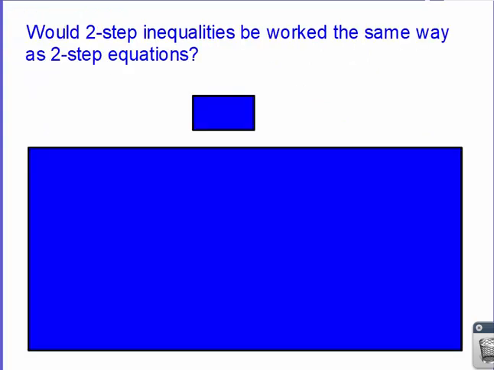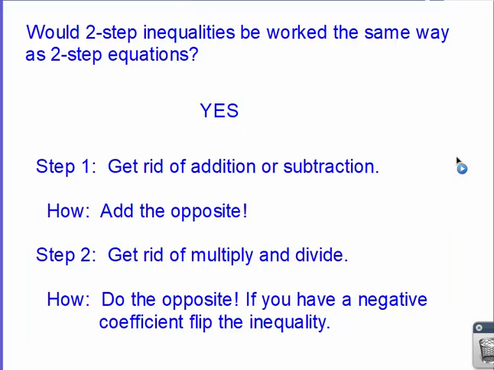So I have a question for you. Would two-step inequalities be worked the same way two-step equations are? Well, the answer is yes, they will be. They'll be worked the same exact way. Step number one is get rid of the addition and subtraction by adding the opposite. Then get rid of your multiply divide by doing the opposite. We just have to remember one thing. If the coefficient is negative, you're going to have to flip the inequality.